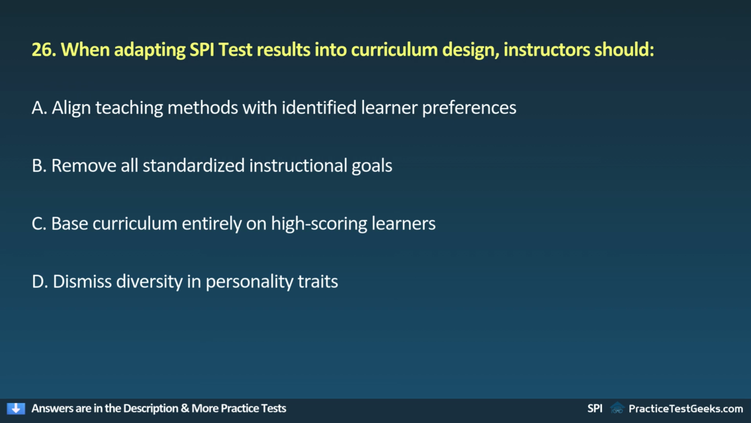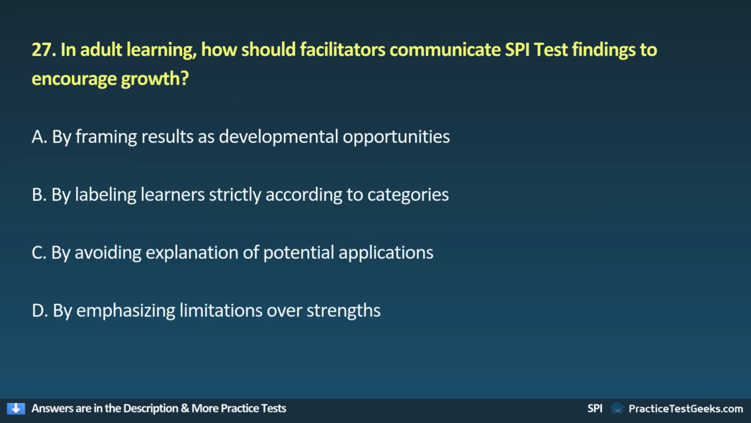C. Base curriculum entirely on high-scoring learners. D. Dismiss diversity and personality traits. 27. In adult learning, how should facilitators communicate SPI test findings to encourage growth? A. By framing results as developmental opportunities. B. By labeling learners strictly according to categories.